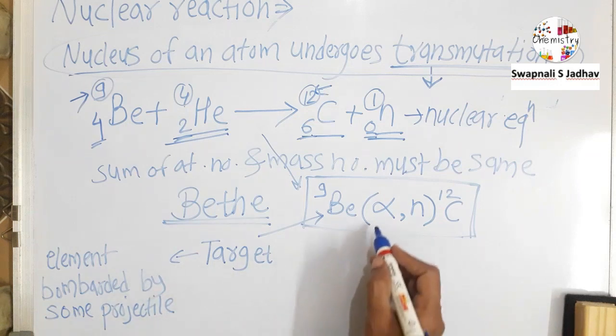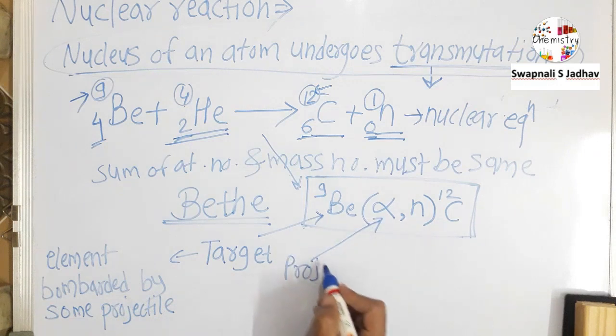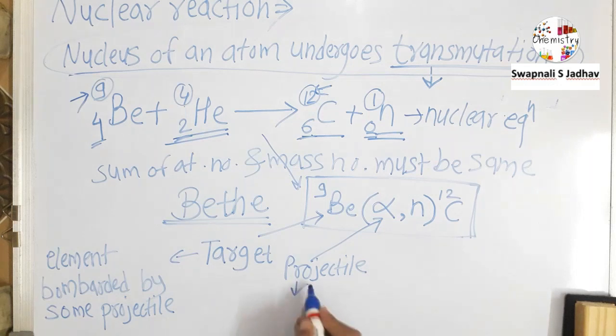Okay, so alpha is known as the projectile. What is meant by projectile? The particles used for bombardment in a nuclear reaction are known as projectiles.